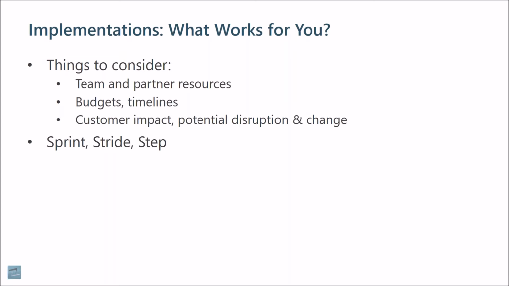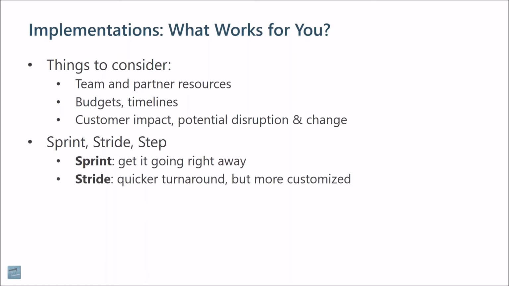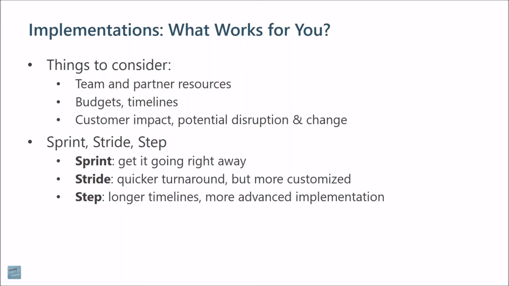But is this a bigger project? Are there more considerations? Is it maybe an XRM implementation where we have a lot of customization, custom record types, and very, very tailored pieces of the system? So like I said, sprint, we need to get it going right away. Stride is a quicker turnaround, but ideally draws out more customization, a little bit more tailoring. And then there's that step: longer timelines, a lot more variables, very requirements driven, engaging a lot of teams, heavier customization, more advanced implementation, if you will.